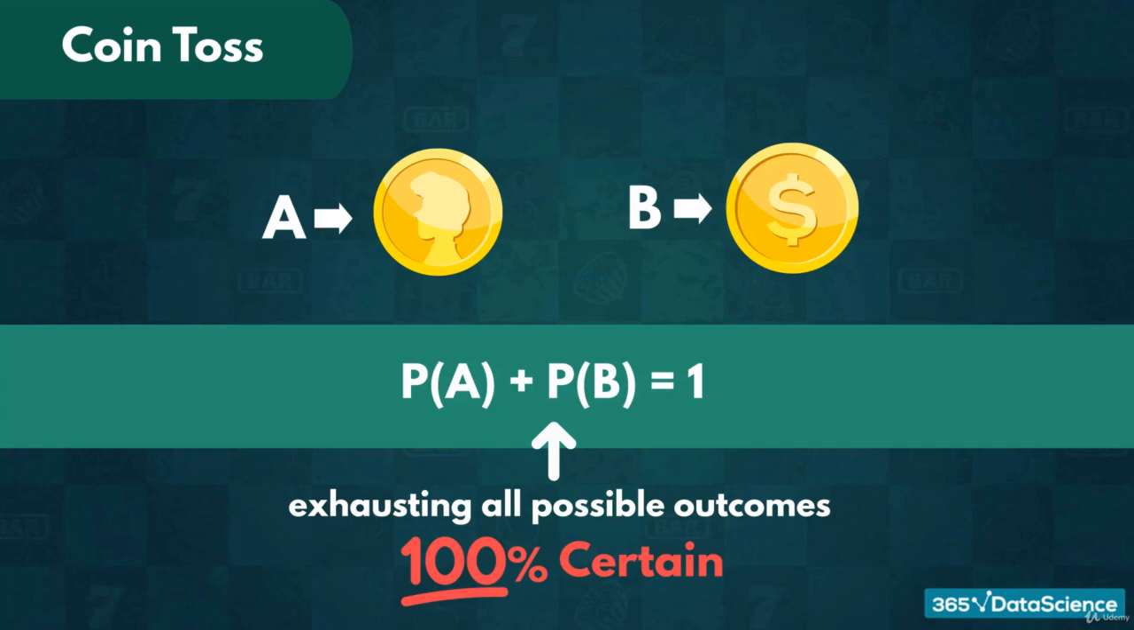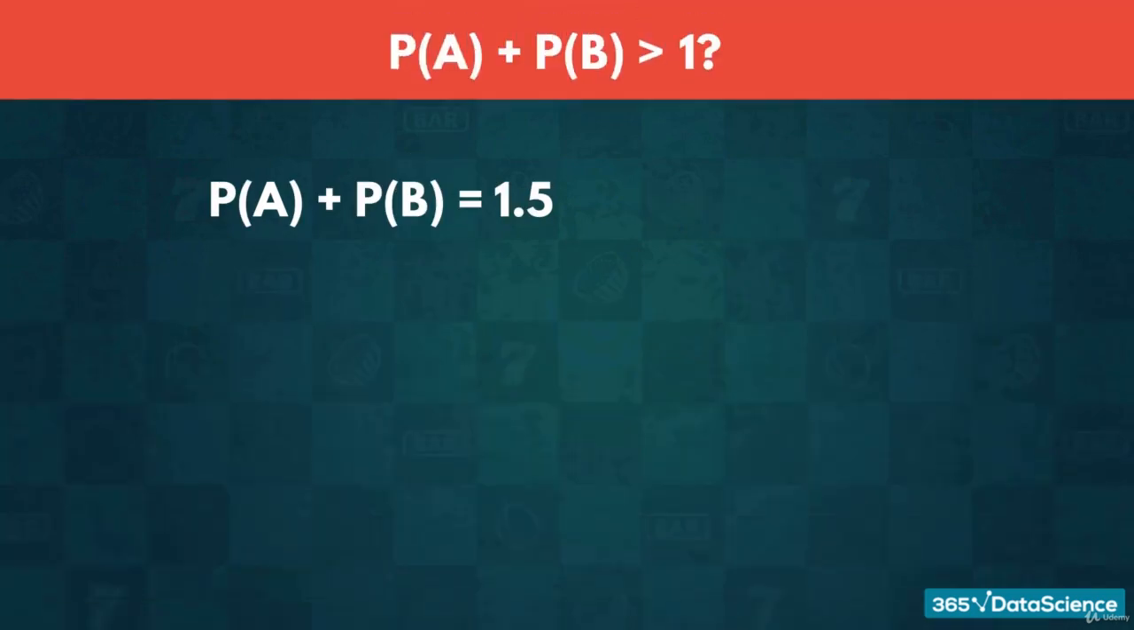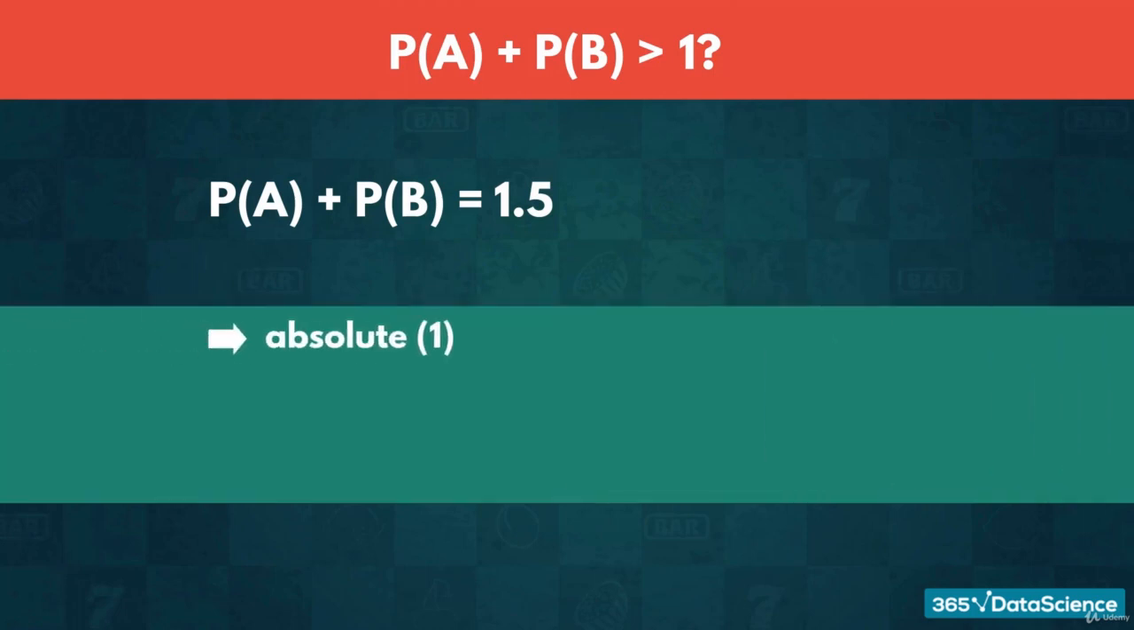So, what would it mean if we have a sum of probabilities greater than 1? Recall that probability of 1 expresses absolute certainty. By definition, we cannot be any surer than being absolutely sure, so a probability of 1.5 does not make intuitive sense.